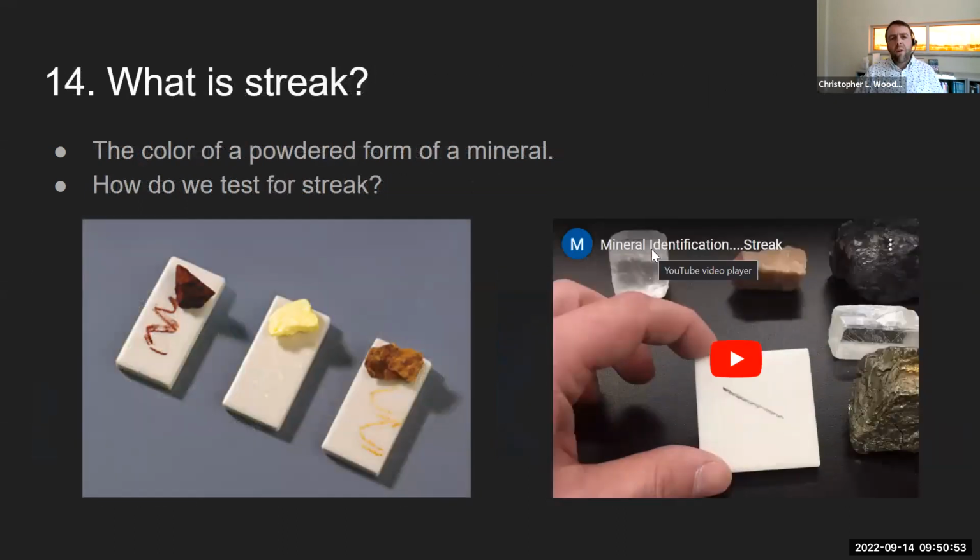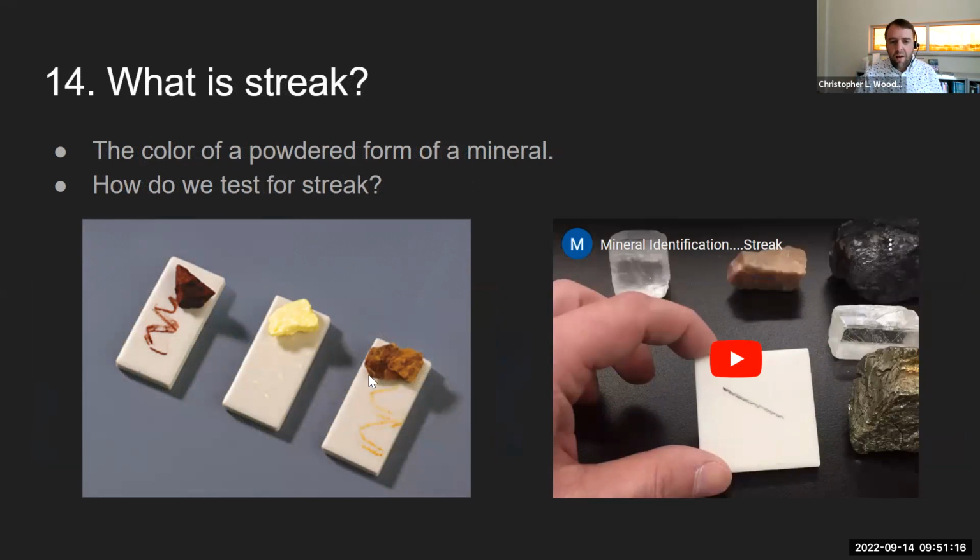So another identifier is streak. Streak is a test that we can perform on minerals to help identify them. Streak is the color of the powdered mineral on an unglazed tile. It's called a streak plate. So very similar colored minerals can have different colored streaks. It's that powder that's left behind.